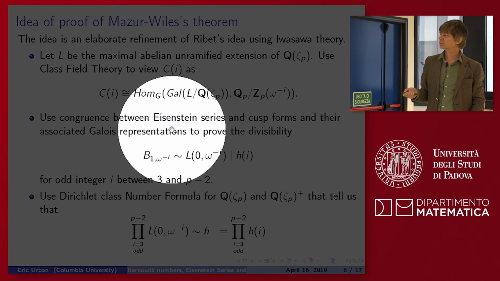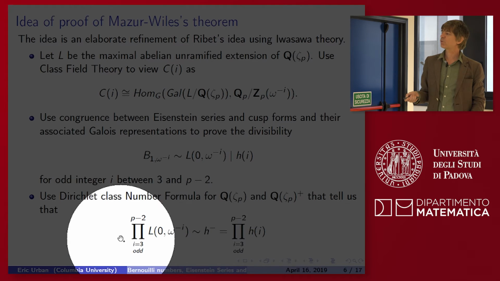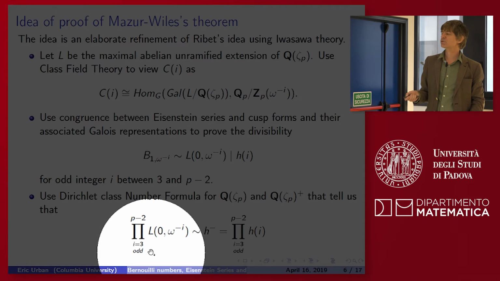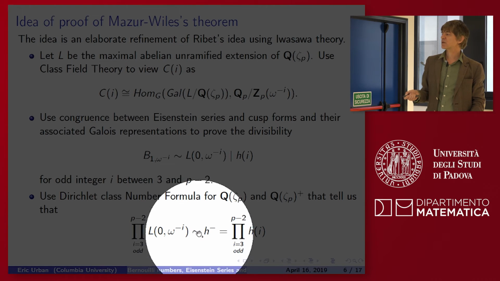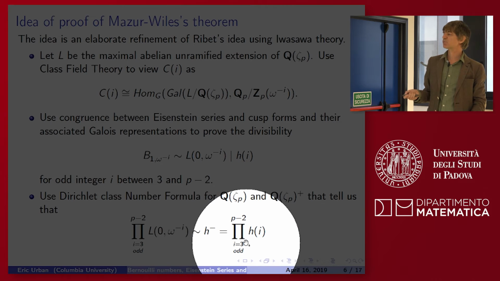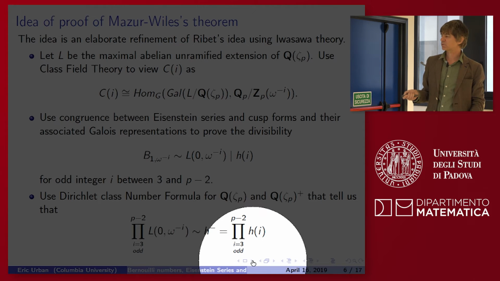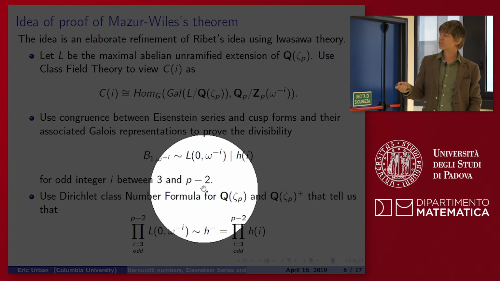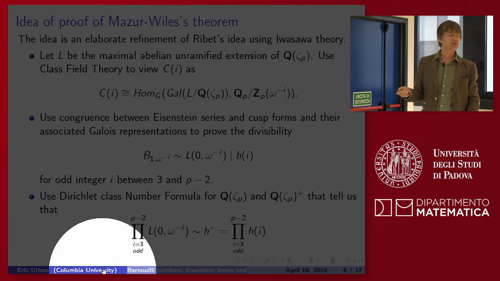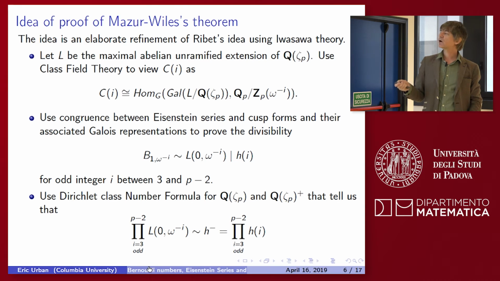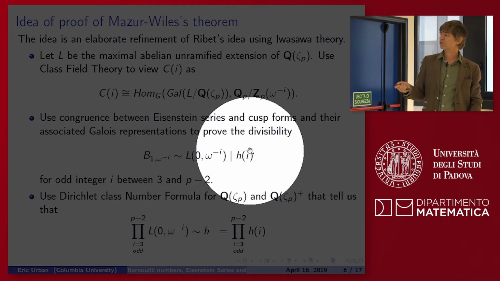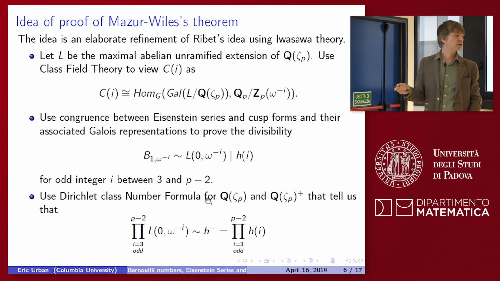And the last ingredient is that we have a formula like this: the product of those L values for odd integers, which is the same as H minus, which is the product of H of I for odd i's, from I equals 3 to p minus 2. So if you have all those divisibilities for all I between 3 and p minus 2, plus this equality here, you actually deduce the equality of those up to a p-adic unit.